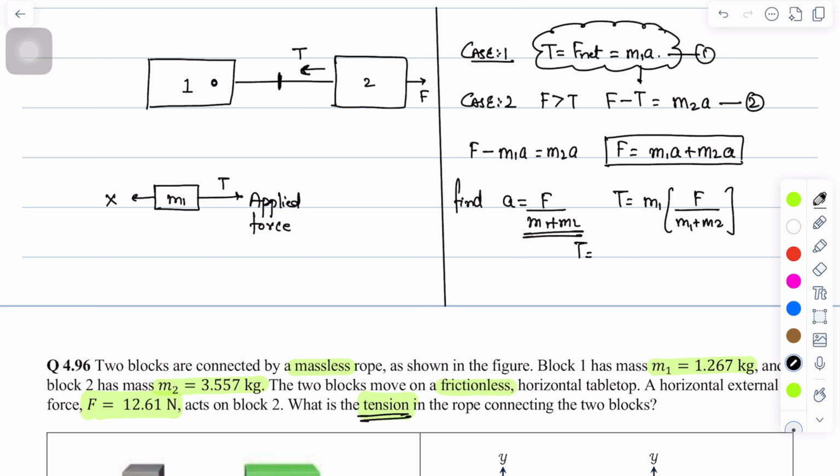T is equal to, what is your M1? 1.267, divided by, what is M1? 1.267 plus, what is M2? 3.557. Yes or no? Multiply. What is the force? 12.61. So what is your answer of tension? T is equal to 3.312 Newton. Clear? Like this, you need to solve all of your questions, guys.